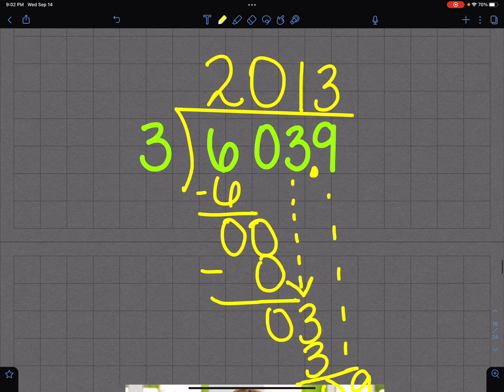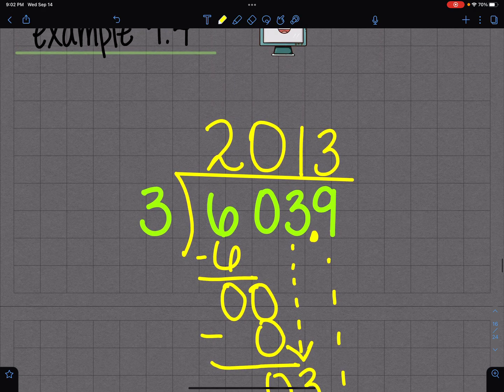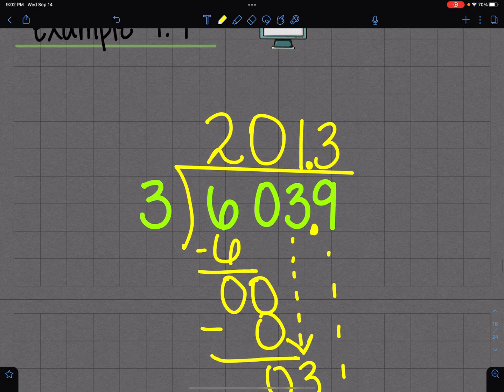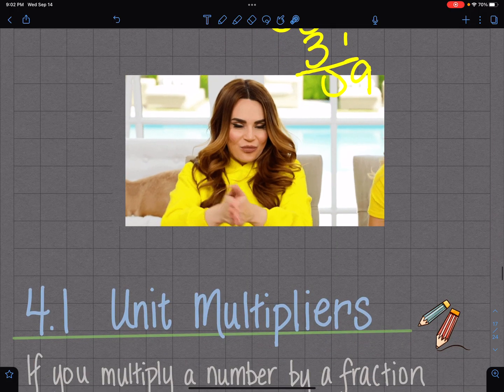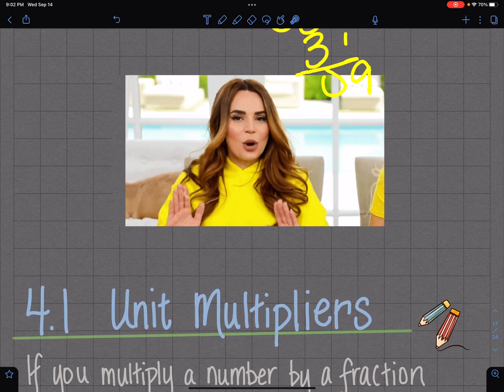How many times does 3 go into 9? 3 times. Then what do we do with the decimal? So this is the number I got, but what do we do with the decimal? You take it where it was in the dividend and bring it straight up into the quotient. And if you lined everything up correctly, there's something to be said here for good handwriting and good organization, then your answer is 201.3. Yay!